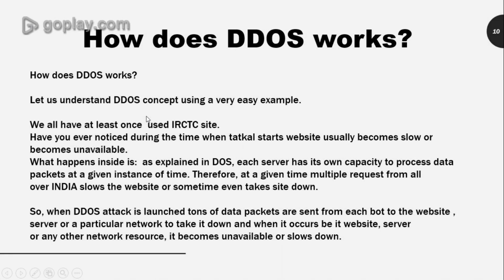Now we will understand how DDoS works by using a very simple example. We all have at least once used the IRCTC site. Have you ever noticed that during the time when Tatkal starts, the website usually becomes slow or becomes unavailable? What happens inside is, as explained in DOS, each server has its own capacity to process data packets at a given instance of time. Therefore, at a given time, multiple requests from all over India slow down the website or sometimes even take it down. This is actually what happens in DDoS.